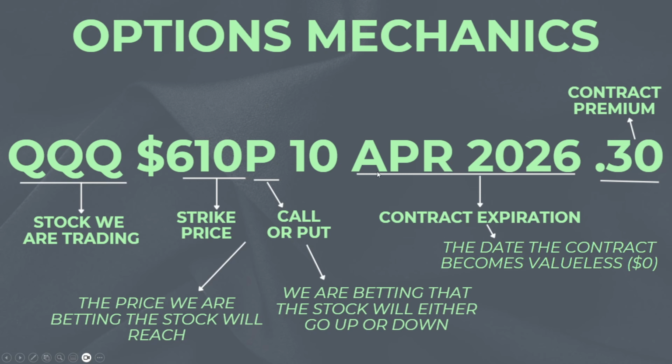Then this 10th of April, 2026 is the contract expiration date. This is the date the contract becomes valueless, and we will talk about that. And then this 30 cents at the very end is the contract premium. Again, knowing that premium, we have to multiply by 100 to get the actual options contract price. This particular 610 put that was going to expire on the 10th of April was going to be $30 at the time that we were looking at it. This is how Bao and I will always structure any options call out that we give in Ascend.